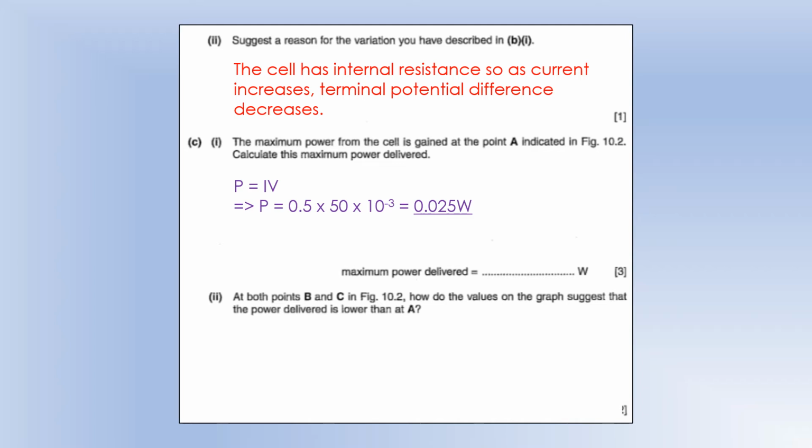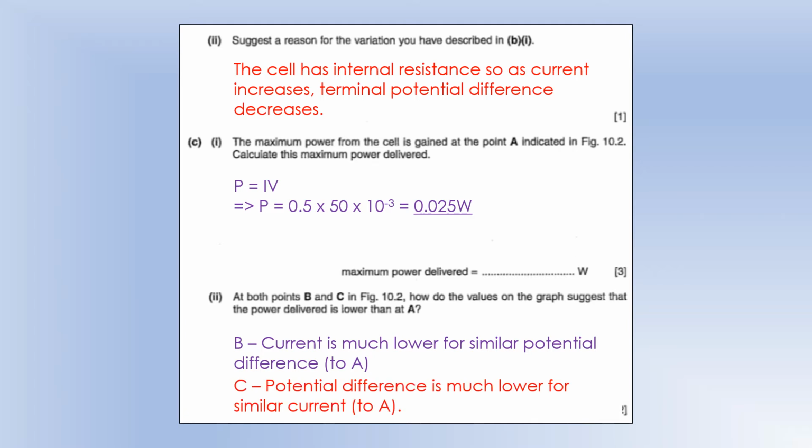At points B and C, how do the values of the graph suggest the power delivered is lower than at A? Well, at B, we've got a much lower current for a very similar potential difference, so that's going to give us the lowest power. C, we've got exactly the opposite. We've got a much lower potential difference for a similar current, so again, that's going to give us much lower power using P equals IV.